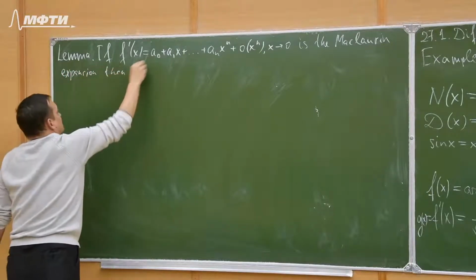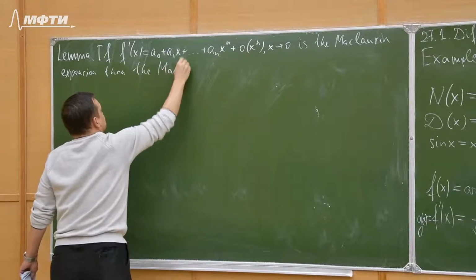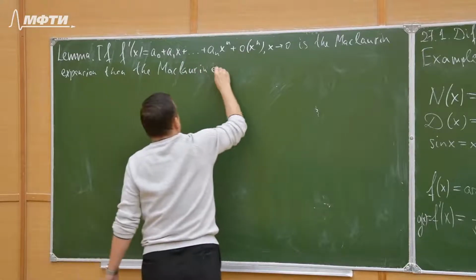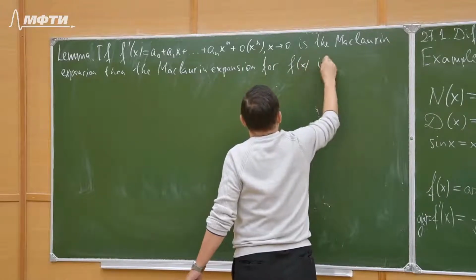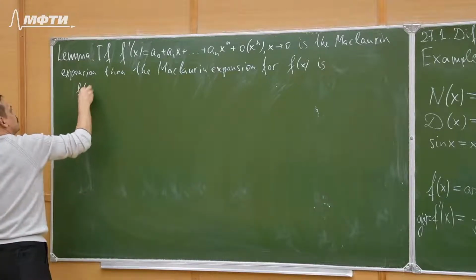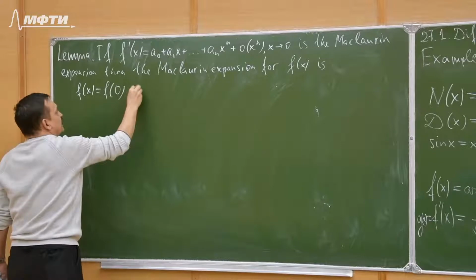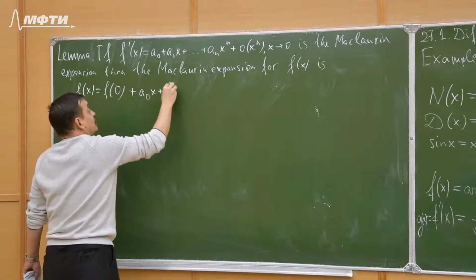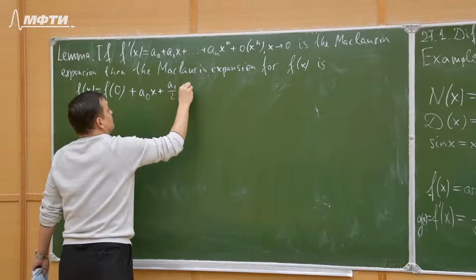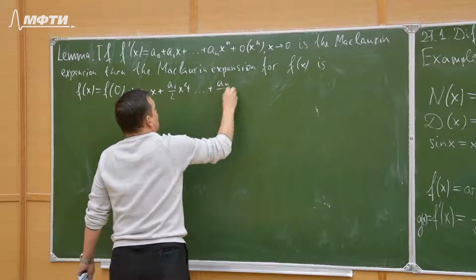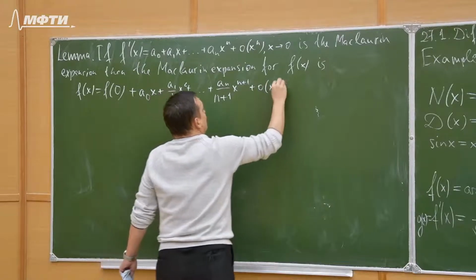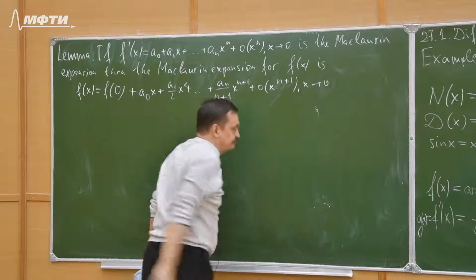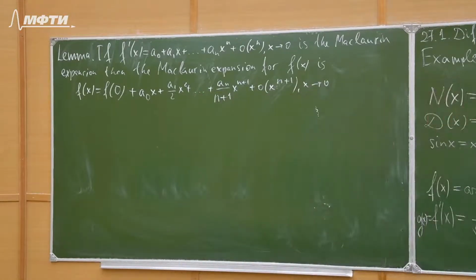then the Maclaurin expansion for f of x is f of x equals f of 0 plus a0 x plus a1 over 2 x squared plus so on plus a n over n plus 1 x power n plus 1 plus little o of x^(n+1) as x tends to 0. So we can proceed in general like that.